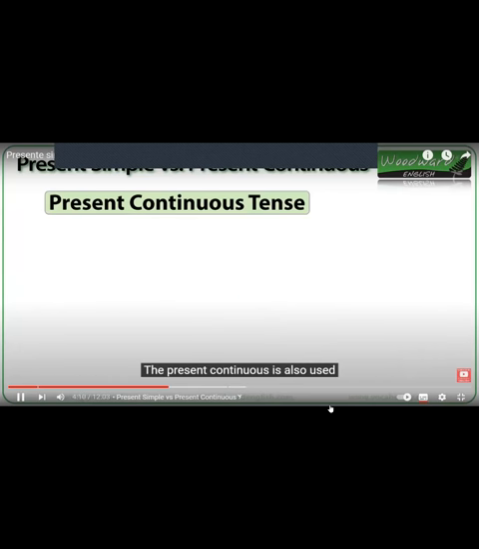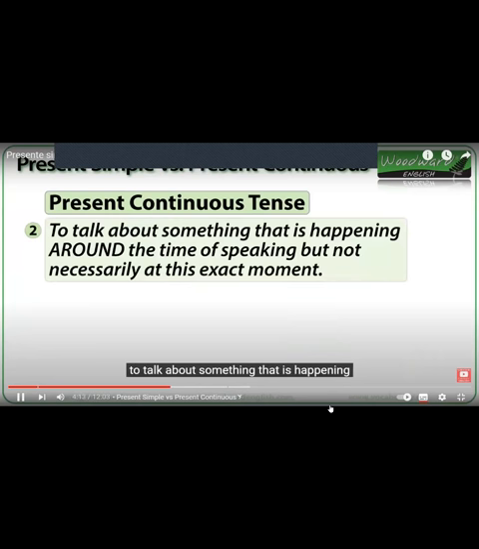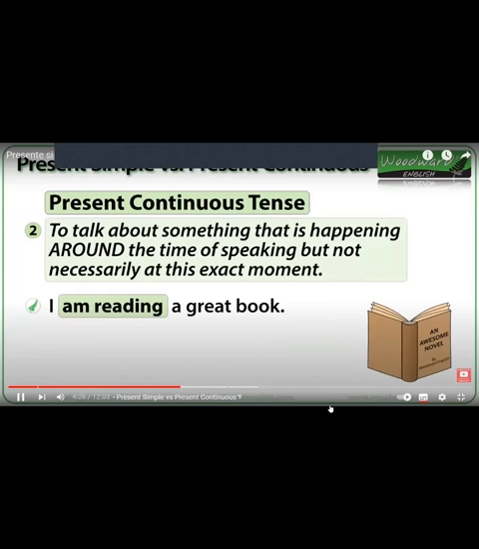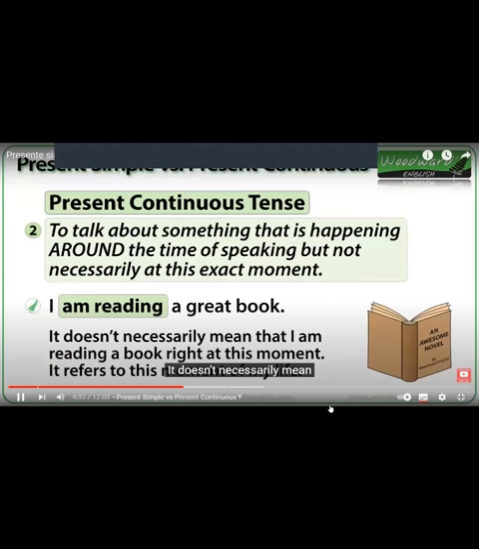The present continuous is also used to talk about something that is happening around the time of speaking, but not necessarily at that exact moment. This action is in progress and hasn't finished. I am reading a great book. It doesn't necessarily mean that I'm reading a book right at this moment. It refers to this moment of my life. I've started reading this book and I haven't finished it yet.